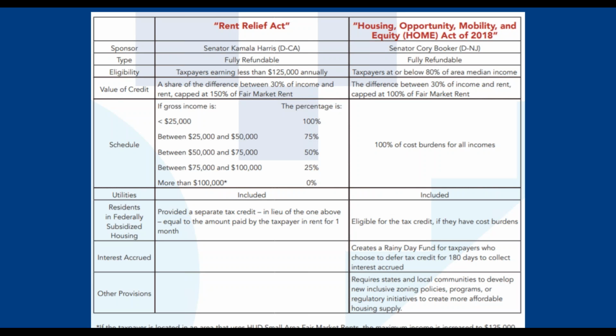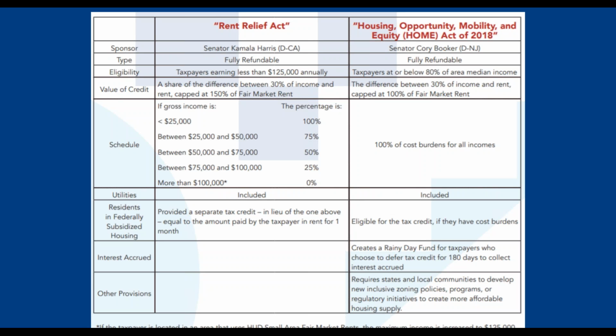All of you should have heard about either or both of these because they are pretty innovative initiatives being proposed. Kamala Harris came out with the first, and then shortly thereafter, Cory Booker came out with the latter, the Housing Opportunity, Mobility, and Equity Act of 2018. They're both tax credit or tax relief oriented, and you can see using the chart, it gives a description of how that would actually take place.